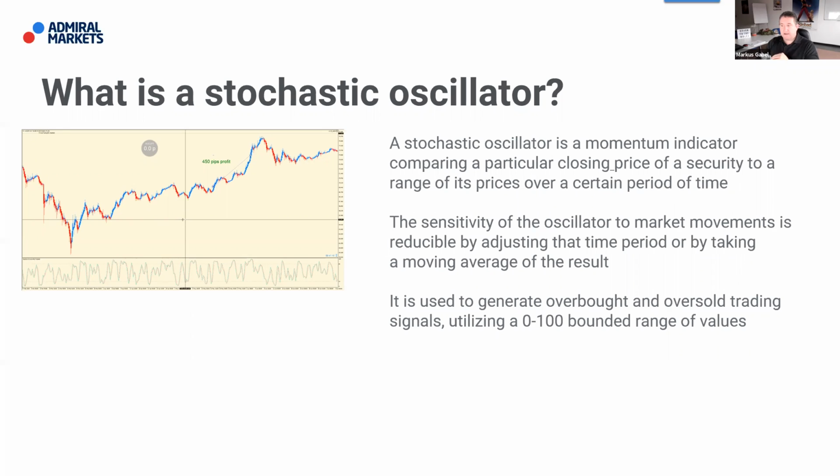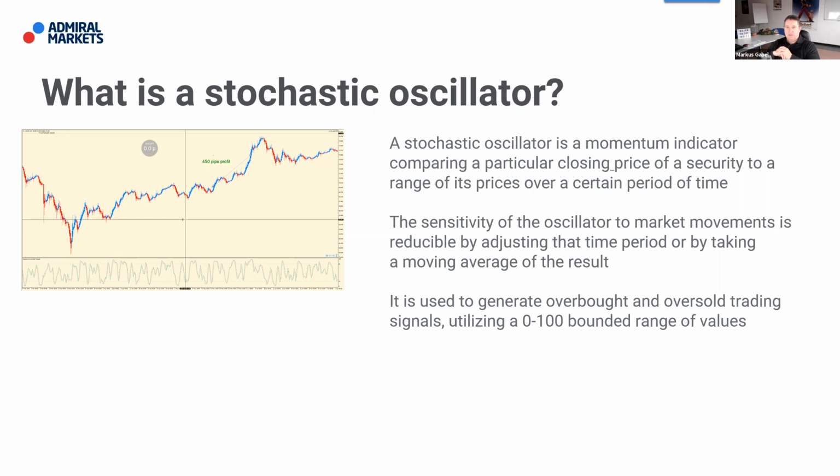So what is a stochastic oscillator, basically? It's a momentum indicator comparing a particular closing price of a security to a range of its prices over a certain period of time. The sensitivity of this oscillator to market momentum is reducible by adjusting that time period or by taking a moving average of the result. It's used to generate overbought and oversold trading signals, utilizing a 0 to 100 bounded range of values.